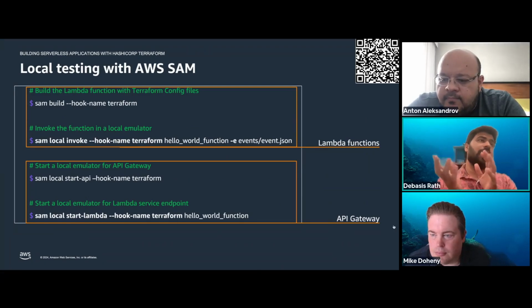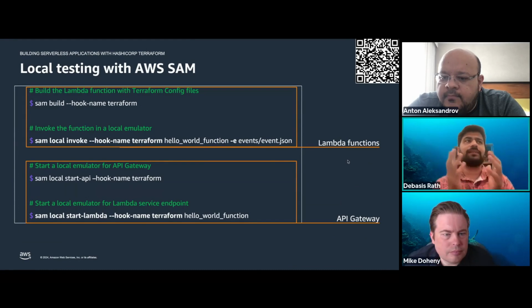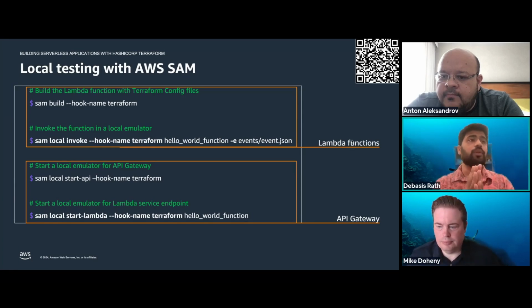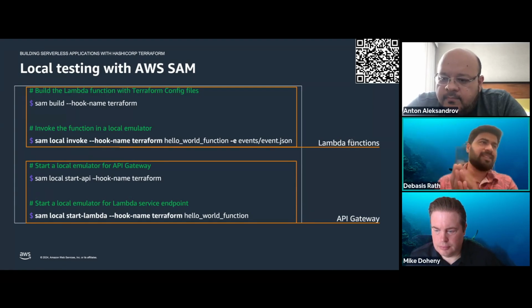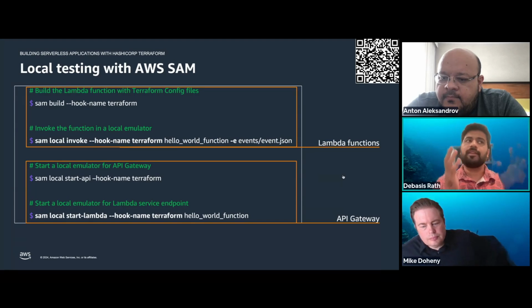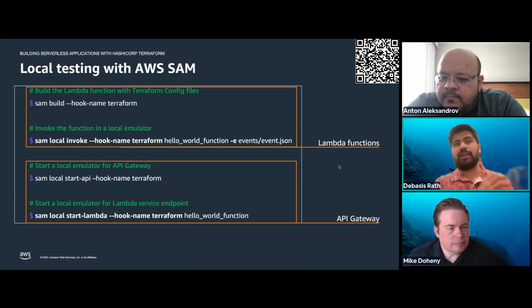So how do you test it? There are a couple of very simple commands. We are going to see a demo as well, but it's basically SAM build and SAM local invoke. Not only Lambda functions, you can also test your API gateways using SAM. We have SAM local start-api and SAM local start-lambda. So there are four basic commands from the CLI that you can use to emulate your Lambda function or API gateway in your local environment.